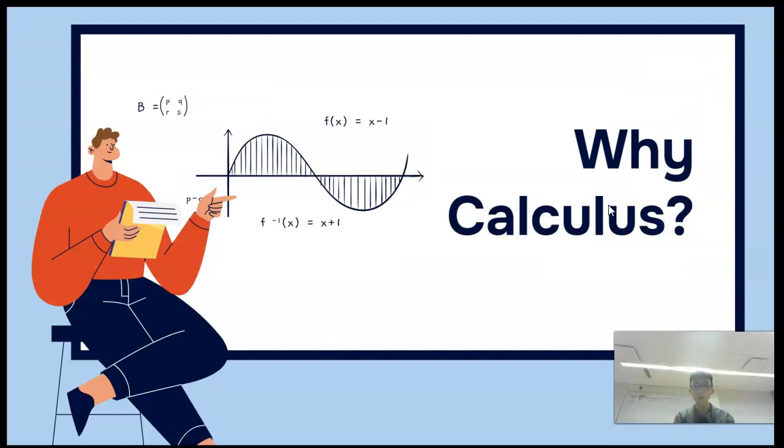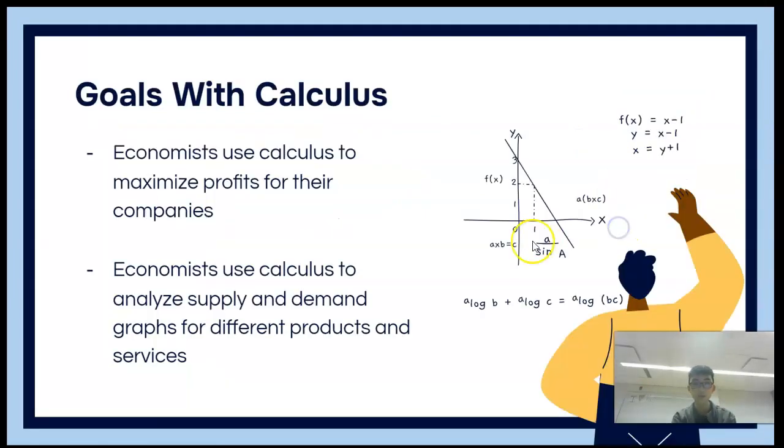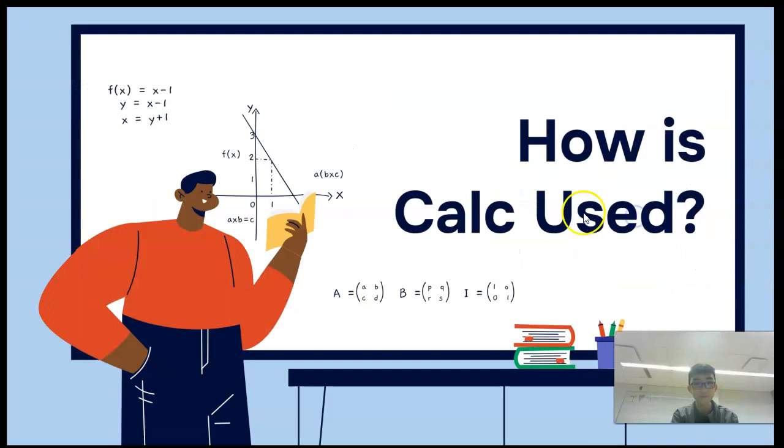So moving on, why do economists actually use calculus? Well, I identify that they have two main goals. Firstly, to maximize profits for their companies, because obviously if you hire an economist, that's what you would want them to do. You would want them to make money for you. Additionally, under that umbrella, economists also use calculus to analyze supply and demand graphs for different products and services.